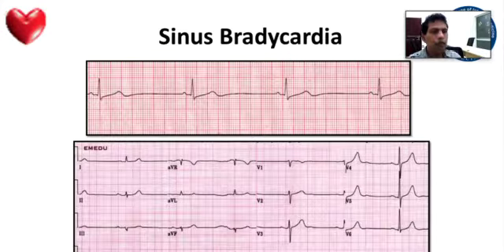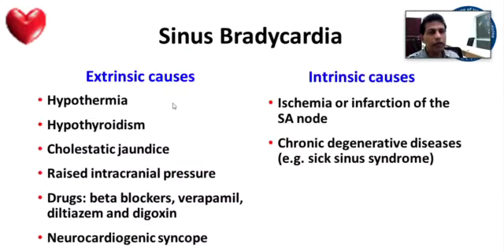Again, it's about 7 plus, so the heart rate is about 40. So this is sinus bradycardia. The heart rate should be less than 60 and the patient should be in sinus rhythm. The causes can be either extrinsic or intrinsic. Usually they are extrinsic causes like hypothermia, hypothyroidism, and sometimes obstructive jaundice and raised intracranial pressure.